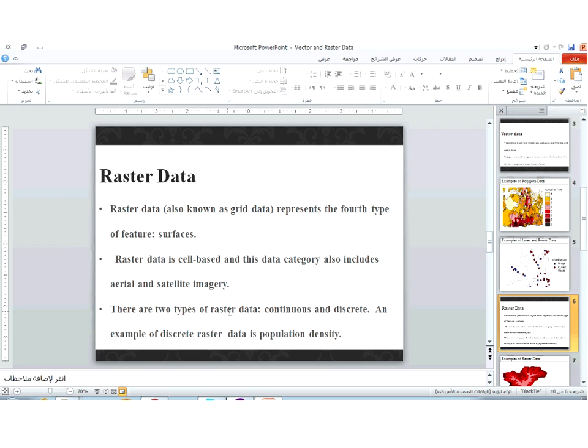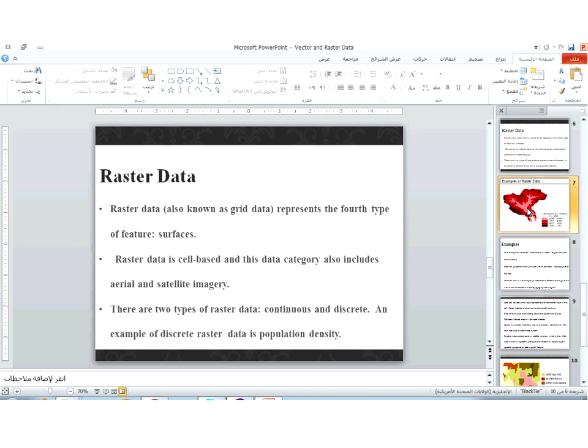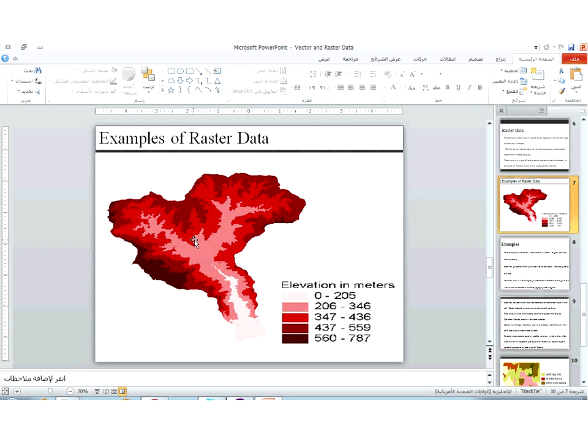There are two types of raster data. As we know from the previous model, we have three types of vector models. In the raster models, there are two types, continuous and discrete. An example of discrete raster data is population density. It means the density of population and how this population is distributed according to the area in the map. Here are some examples of raster data. This raster data represents the elevation in meters.